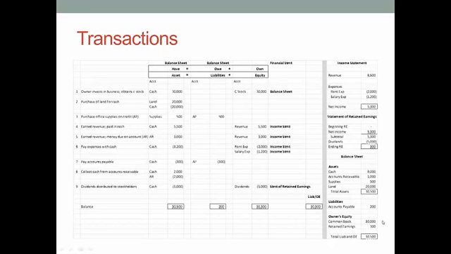The common stock that was issued was $30,000. Our retained earnings, our ending retained earnings from above, is $300. So our total liabilities and owner's equity, $30,500. And we can see that the retained earnings is both on the statement of retained earnings as well as the balance sheet.